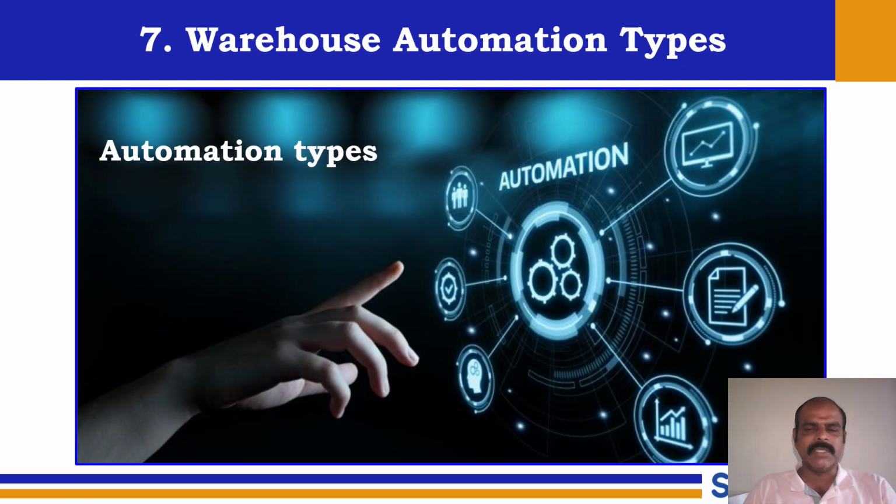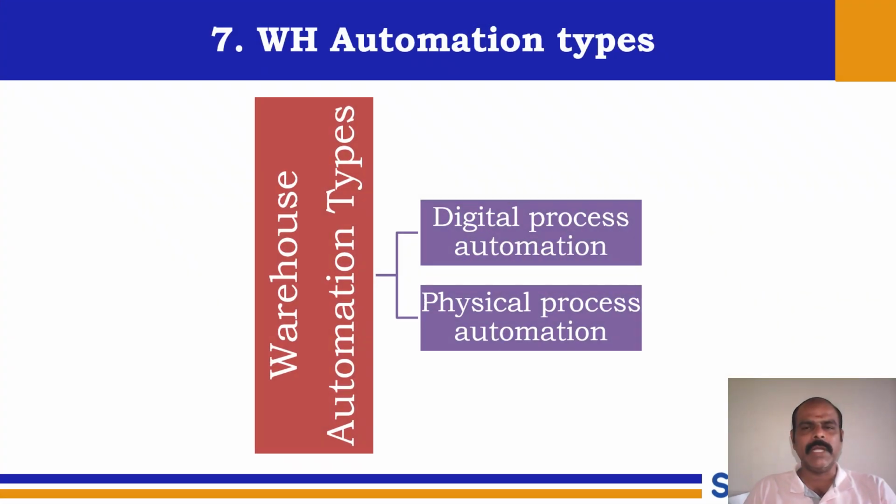So the summarization is like this. Initially, we discussed the manual challenges we face in a warehouse, and prior to it, we learned about the different types of warehouse processes and the challenges, and we learned about warehouse automation. In addition, we learned that there are two types of automation. The first is digital process automation, and the second is physical process automation.